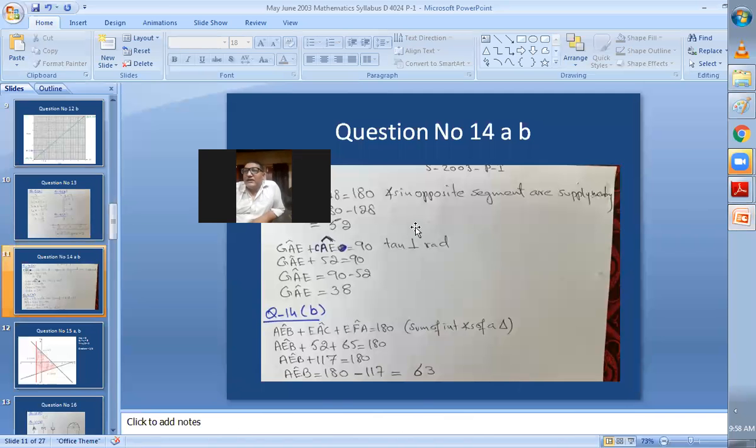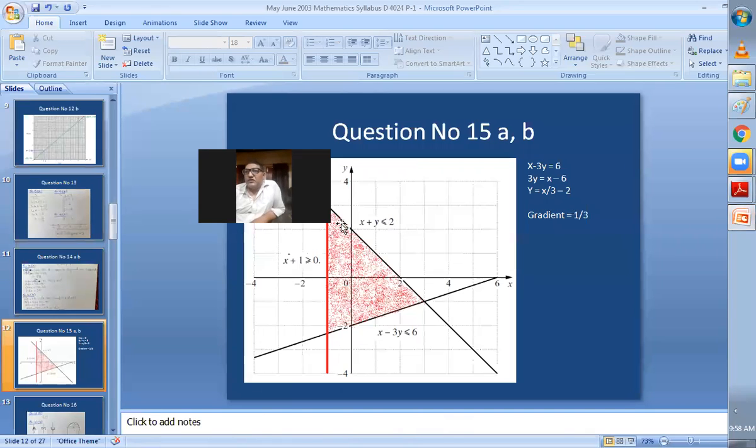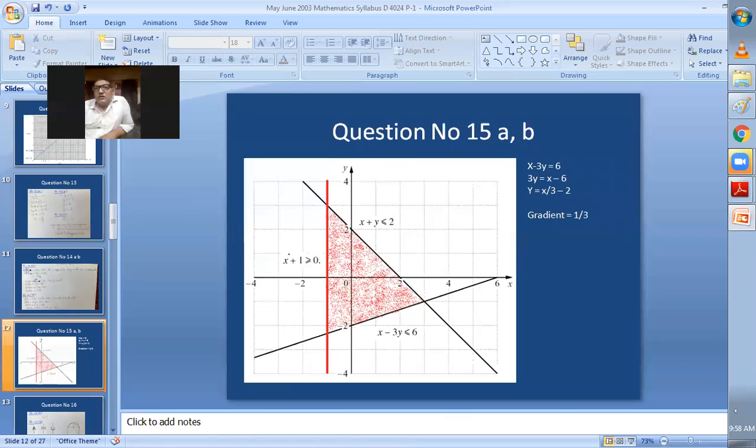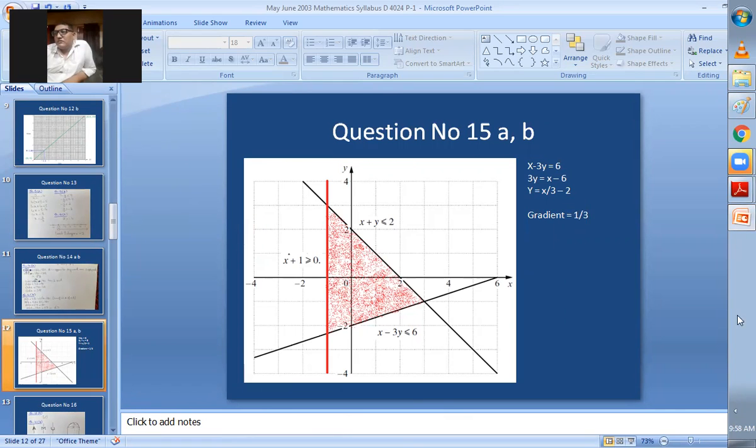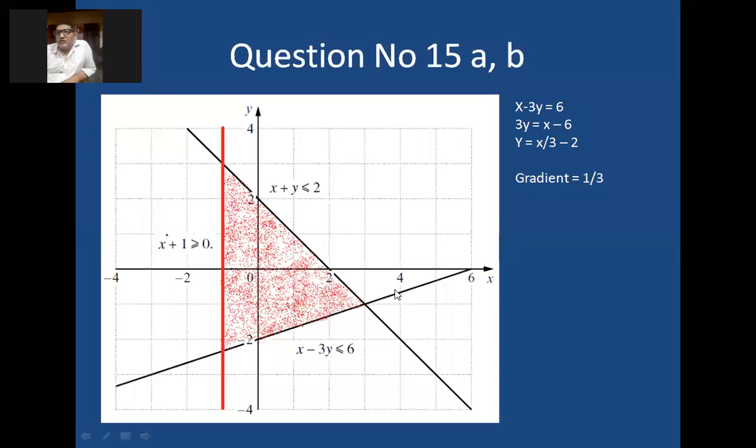Let me show you my work. Here we go. Okay, so x minus 3y equals 6. So 3y is equal to x minus 6. The 3 will go on the other side, so it will become x by 3 minus 2. The gradient here is the coefficient of x. The coefficient of x here is 1 by 3. So the gradient of that line is 1 by 3. Hopefully you have understood.